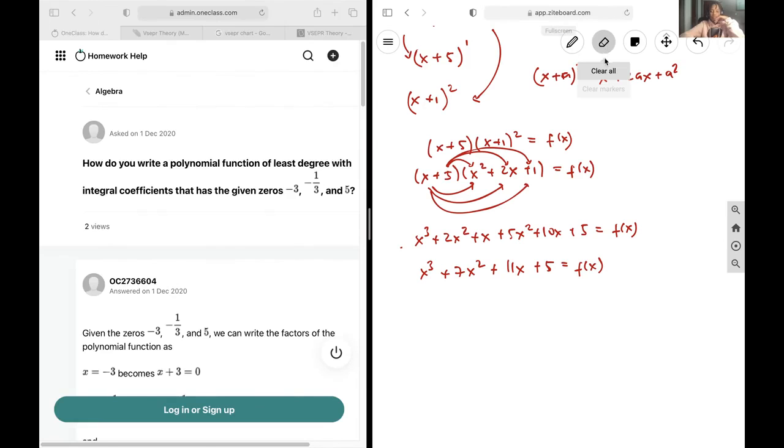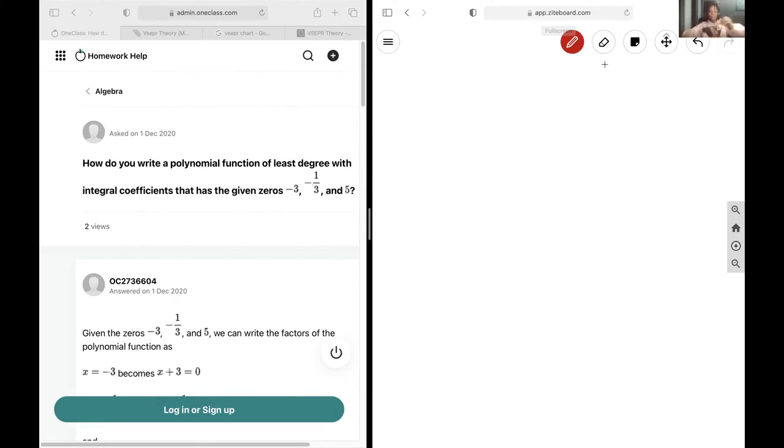Okay, next up we have a similar question. We want to write a polynomial of least degree with integral coefficients. So least degree means multiplicity of 1 across the board. That has given zeros of -3, -1/3, and 5. Let's just write down those zeros.